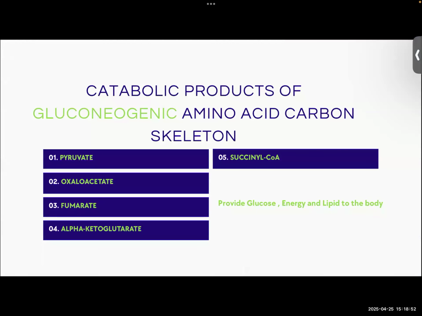So when we talk about gluconeogenic amino acids, that means when their carbon skeleton is broken down, you will have at least one of these compounds: pyruvate, oxaloacetate, fumarate, alpha-ketoglutarate, or succinyl coenzyme A. Now, when a gluconeogenic amino acid is broken down, it provides glucose, it's in the name, energy, and lipids to the body. Again, these 5 compounds, you must remember them because it gives you the definition of what a gluconeogenic amino acid is.